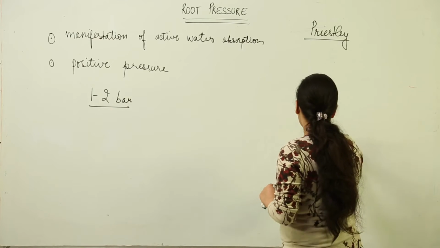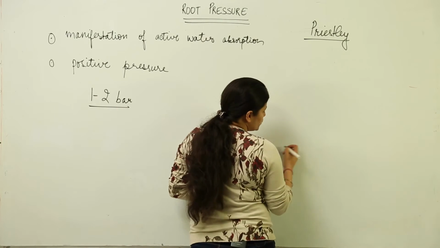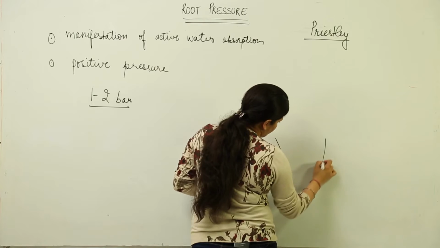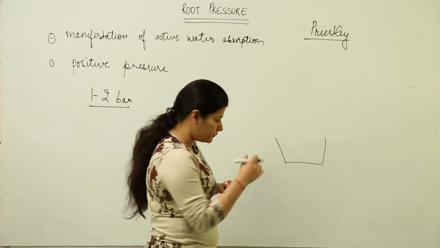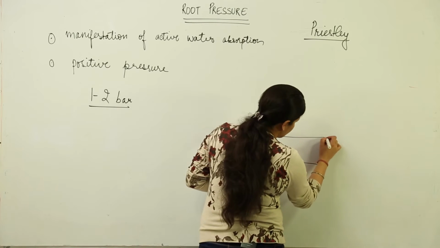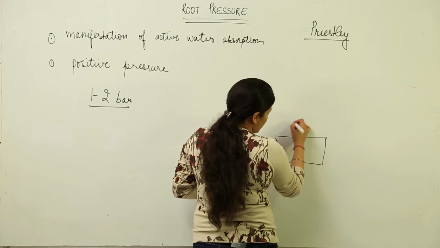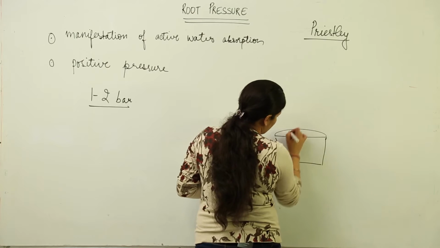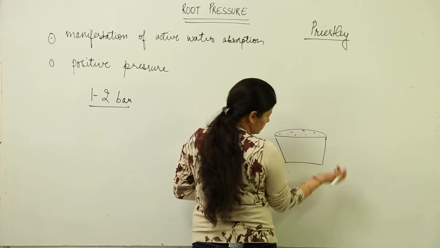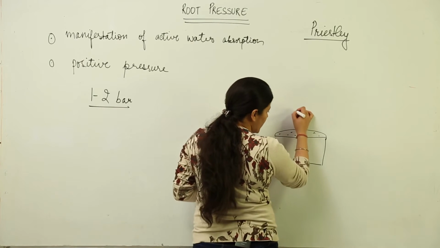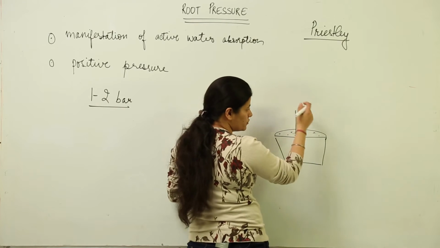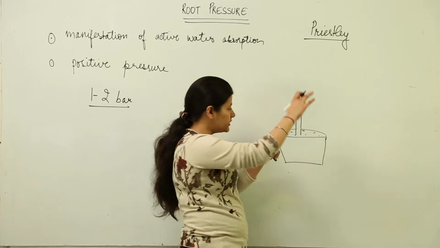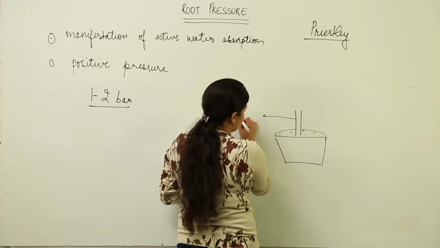Let us see the activity that is used to observe this root pressure. You take a potted plant that is well watered a day before the activity is performed. This is the pot, if you can get an idea. You put a potted plant over here, with the stump of the plant. Then you cut the upper part. This would be the stem of the plant, okay?